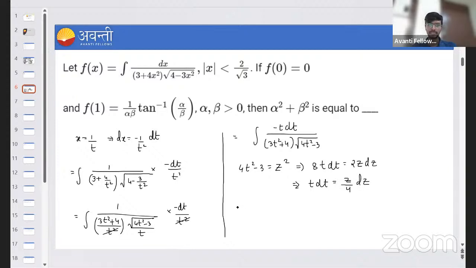Yes. Okay. So my integral will become integration of minus 1 by 4, I'll take z dz upon 3. Here I have to substitute t square, right? So t square will be z square plus 3 upon 4. I hope you're understanding. Got it? So here I'll get 3 into z square plus 3 upon 4 plus 4 into z.